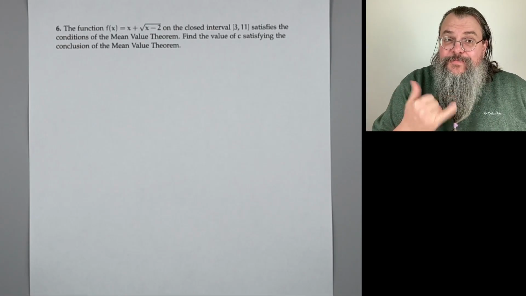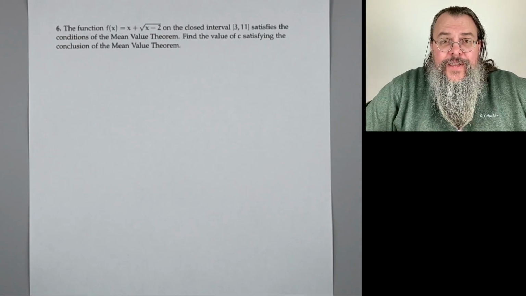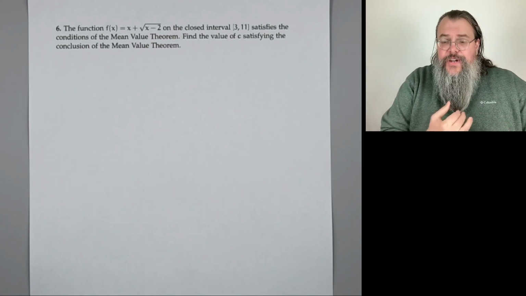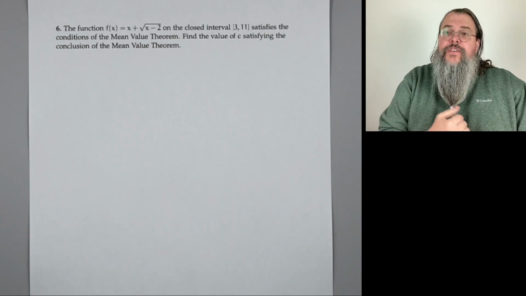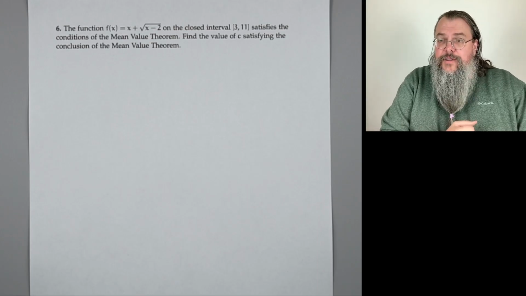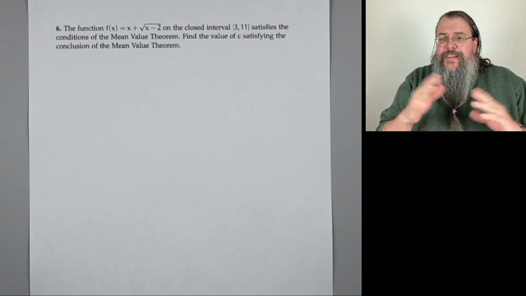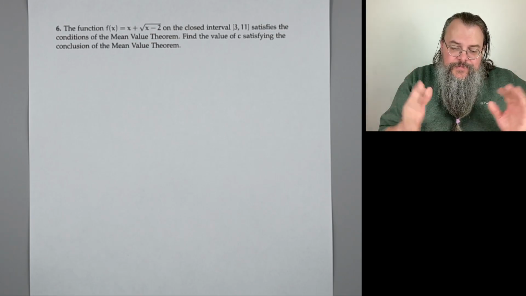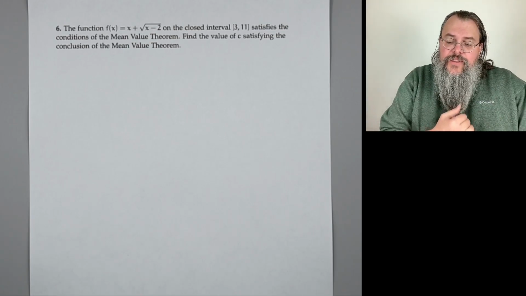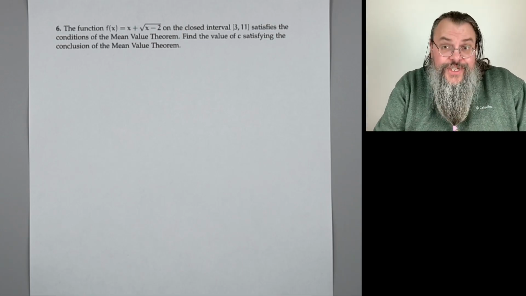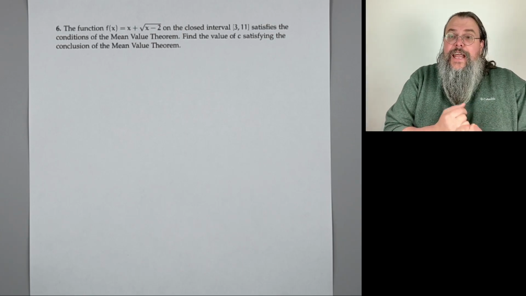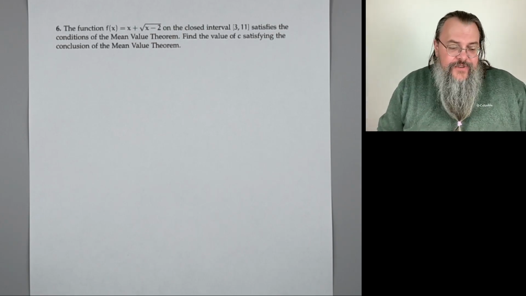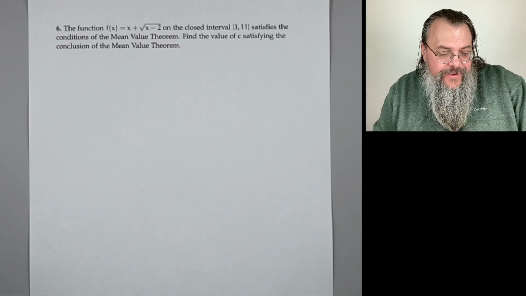Number 6. The function f of x is x plus the square root of x minus 2 on the closed interval from 3 to 11 satisfies the conditions of the mean value theorem. All that means to say, satisfies the conditions, is it's continuous and differentiable. All right. Find the value of c satisfying the conclusion of the mean value theorem. And at that point we're like, maybe we should remind ourselves what the mean value theorem says? Good idea. Let's do that.